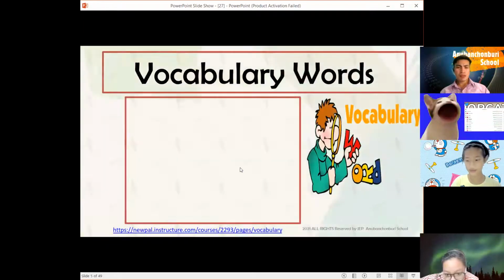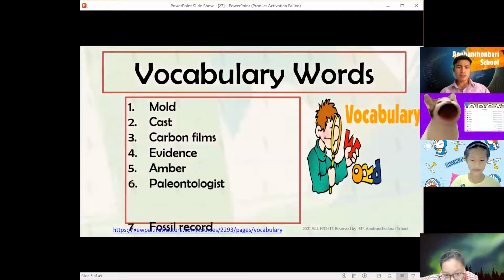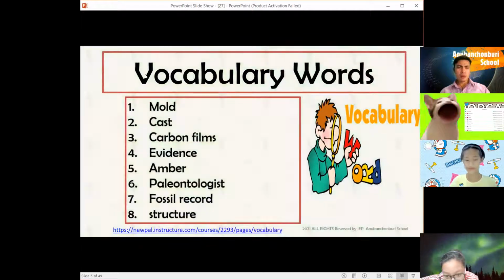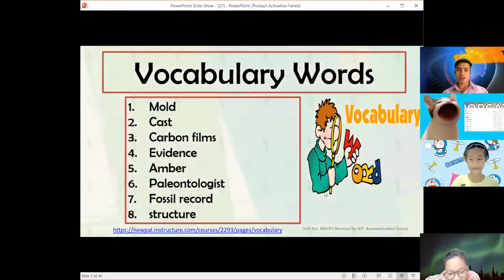Now, here are the vocabulary words that we studied as well: mold, cast, carbon films, evidence, amber, paleontologist, fossil record, and structure.